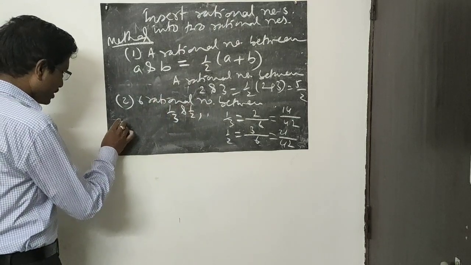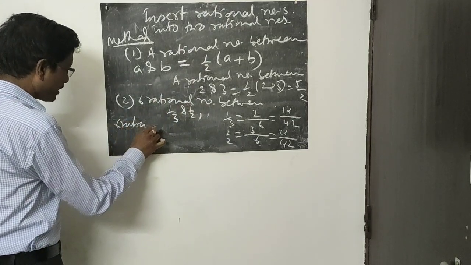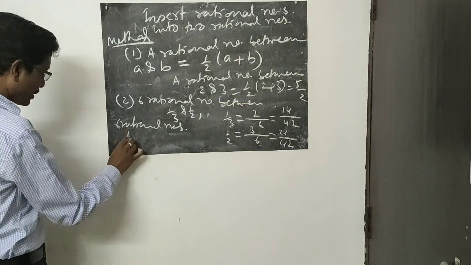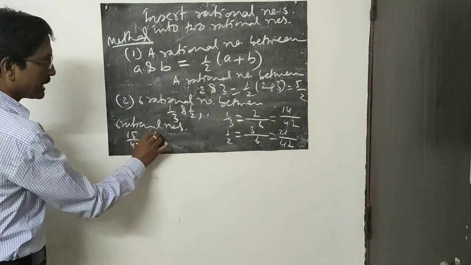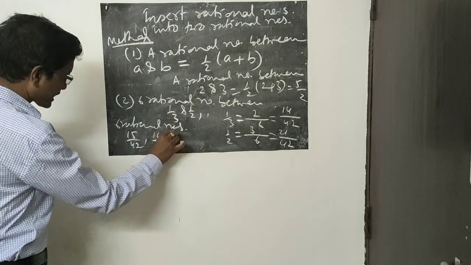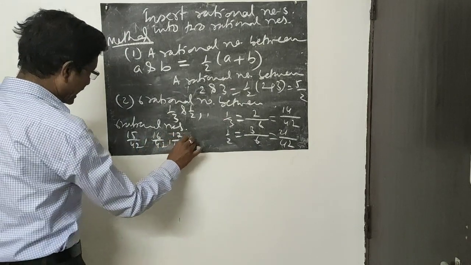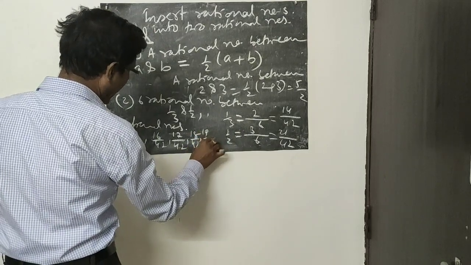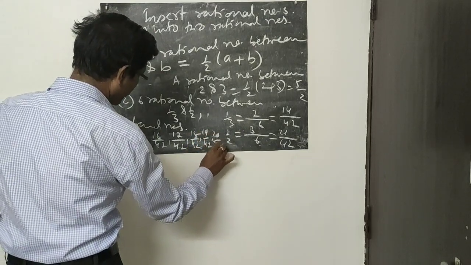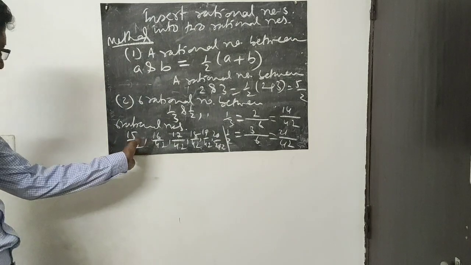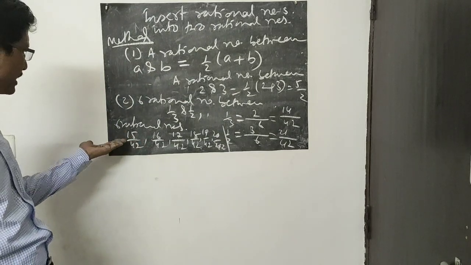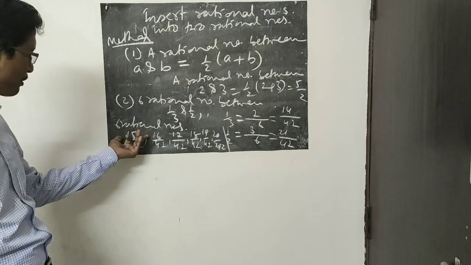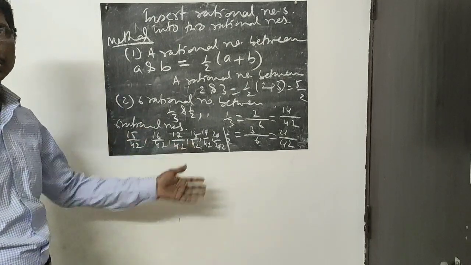So you can write 6 rational numbers more than 14 by 42. That means 15 by 42, 16 by 42, 17 by 42, like this one, 18 by 42, 19 by 42, and 20 by 42. Out of this, it can be expressed in its simplest form, that by 3 you can cancel 5 by 14, like this one, it will be by 2, 8 by 21, like this you can do.